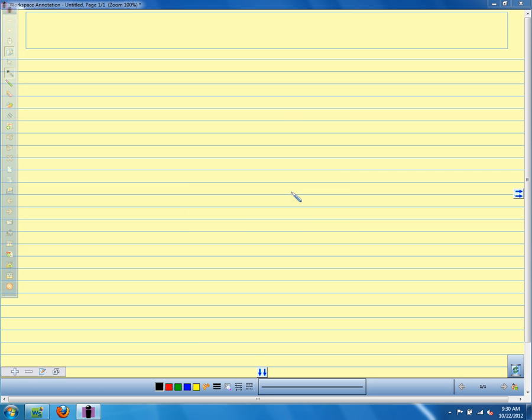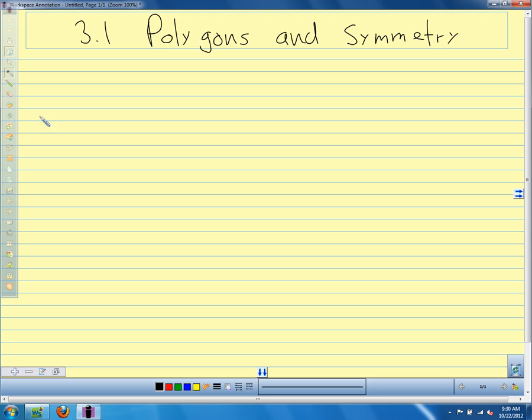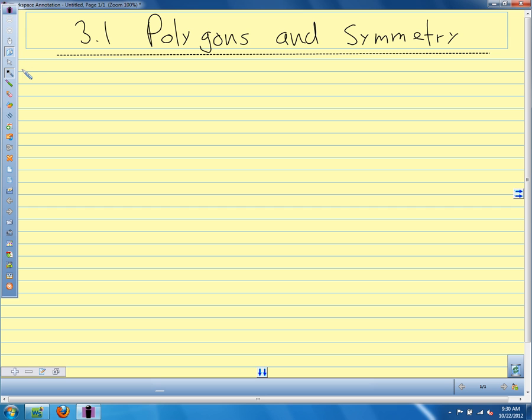With our opener, coming up with a definition of polygons. So we're in section 3.1, and we're going to talk about polygons and symmetry. So, our definition, we came up with a really good definition. We said it was, and we call a shape a figure, is what we normally call it.